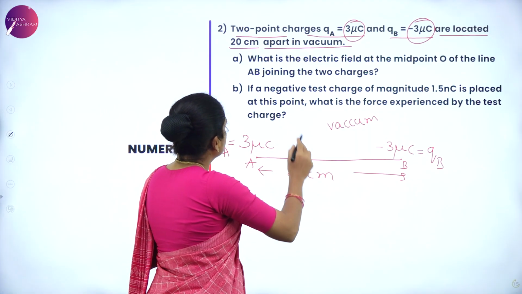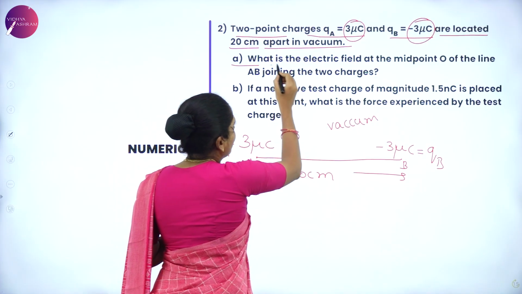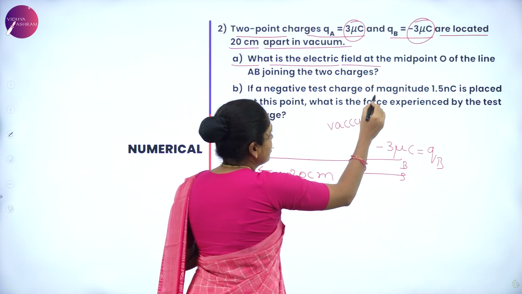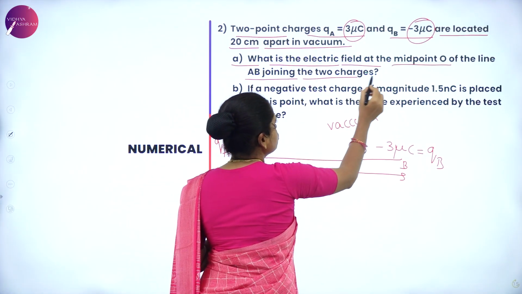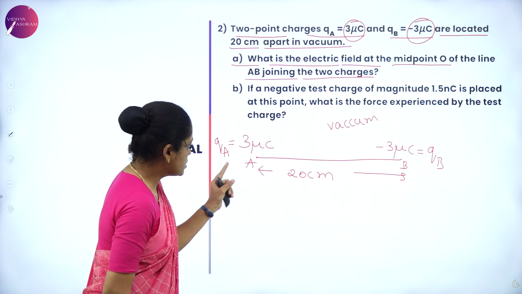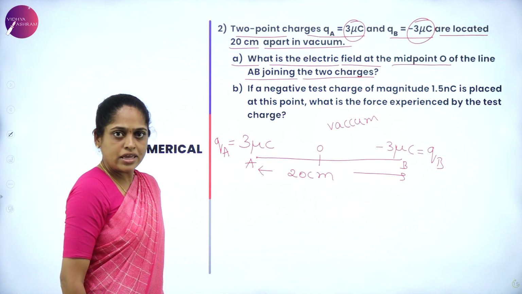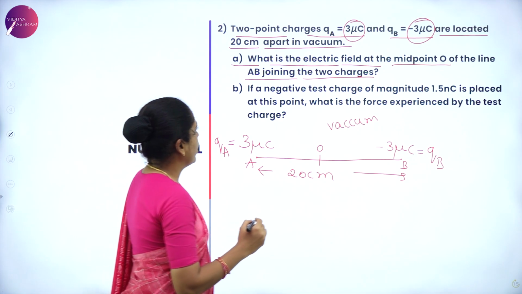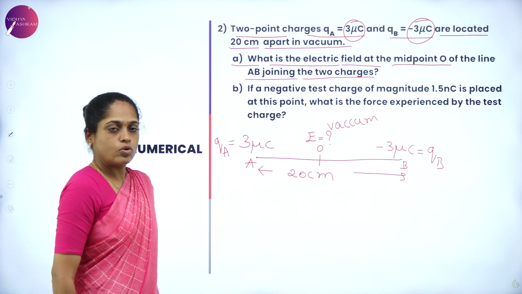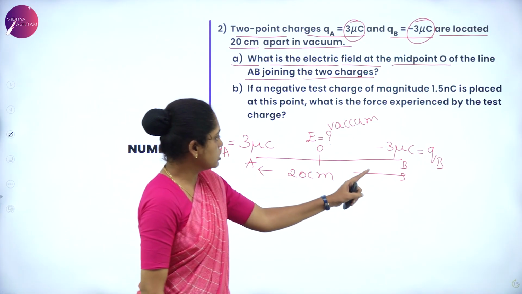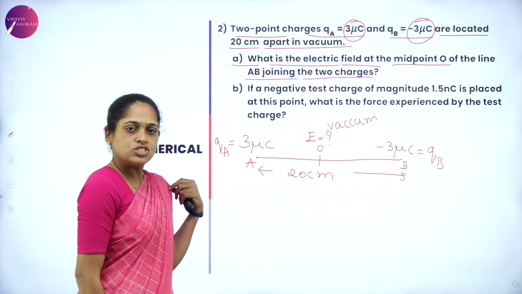Using this dipole, we have a sub question, that is, what is the electric field at the midpoint O of the line joining the two charges? So, let us consider the midpoint O, which is on the line joining the charges. At this midpoint, we need to find the electric field. So, what is the electric field due to these two charges at the midpoint of the line joining the charges?